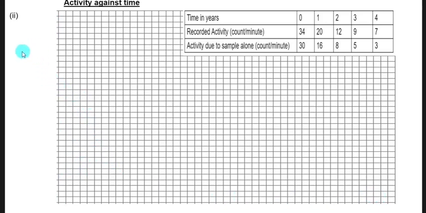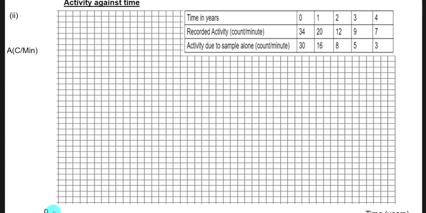So you say activity, I've just abbreviated, is A in counts per minute, then time is in years. So this is activity due to sample, which is count per minute. I've just written A for activity here, then open bracket C for count, then slash MIN for minute. Now the next thing that you should do is to put a 0 here.